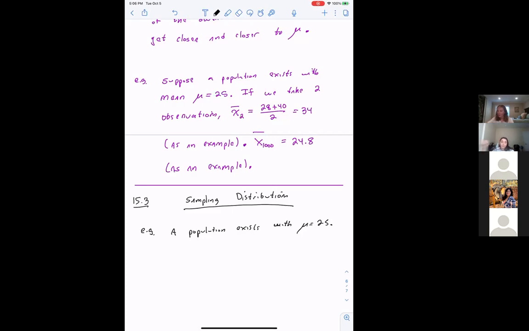but every sample will provide a different X bar. And when I say every sample, I'm not saying it's not possible for two to be the same, but for the most part, every sample will provide a different X bar.